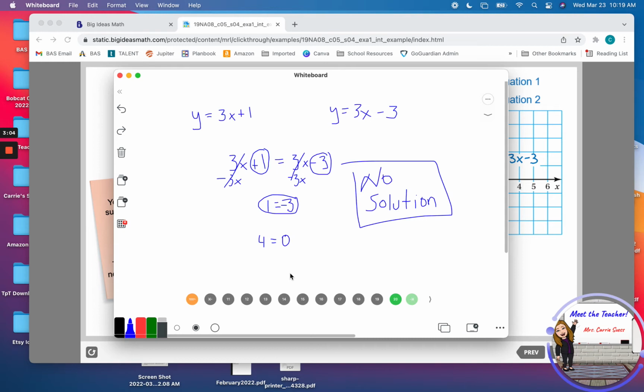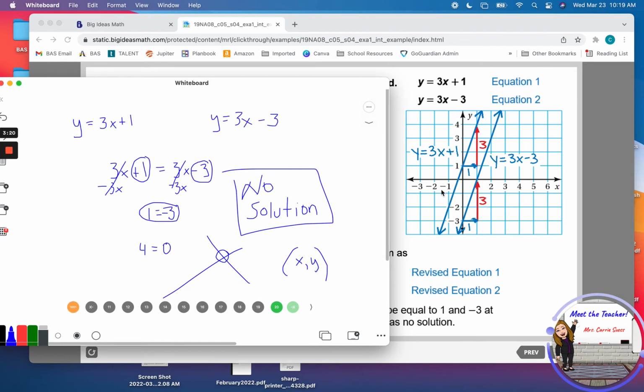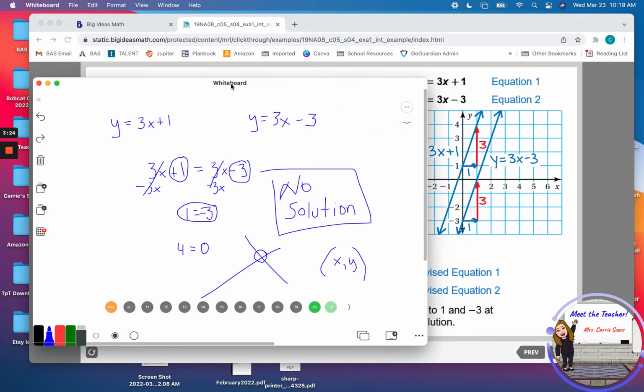Okay? So some of these special equations mean you're going to have no solution. Remember, we're looking for where the two lines cross. We're looking for one point, an x comma y. That's a solution. So if the lines never cross, see how they're parallel lines? They never cross. There's going to be no solution.